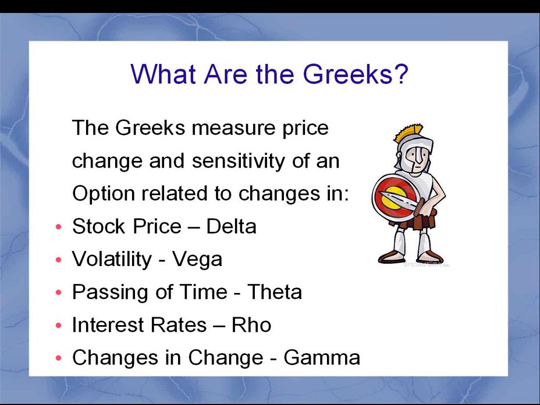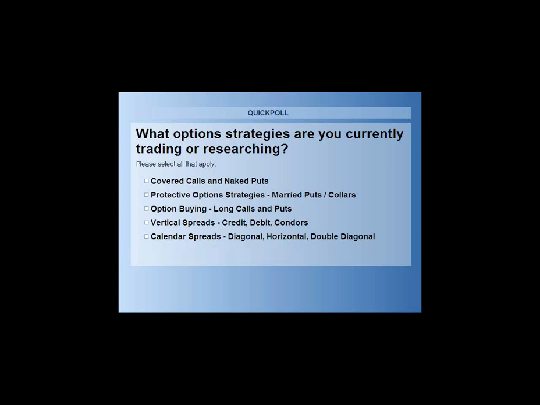I'm going to follow that up with one more quick poll, and this will help me later on. I just want to know what kind of option strategies you are mainly trading or researching right now. Are you mainly looking at covered calls and naked puts? Maybe you're just at first level qualification for options trading. Are you looking at the protective option strategies, married put trades, collars, for example?